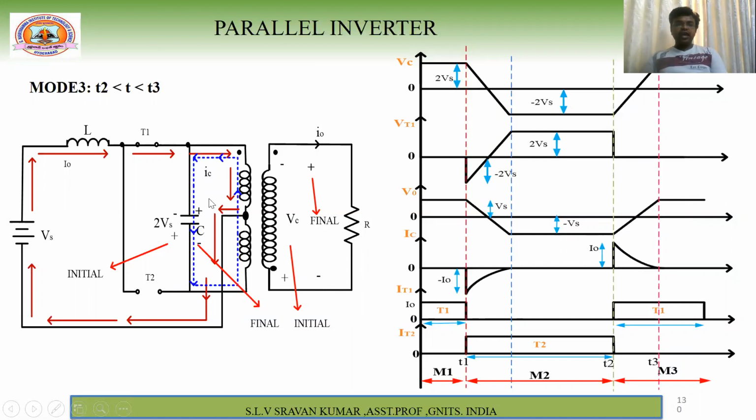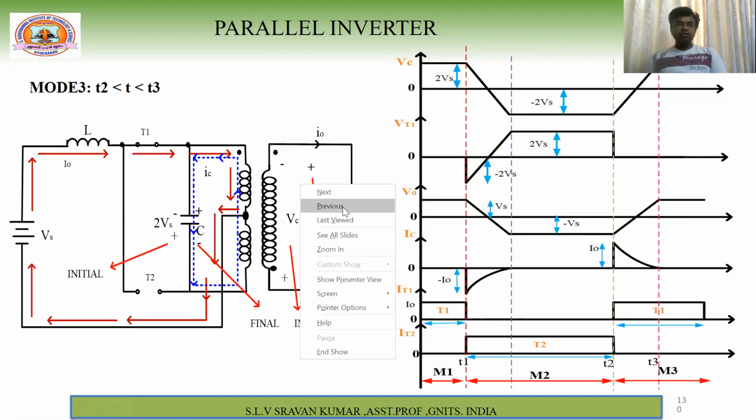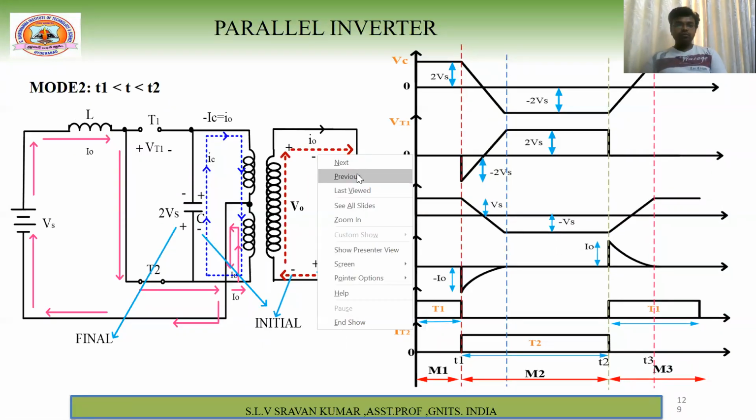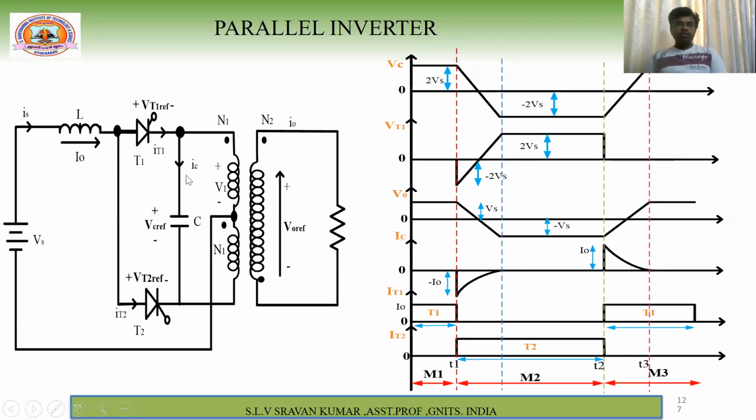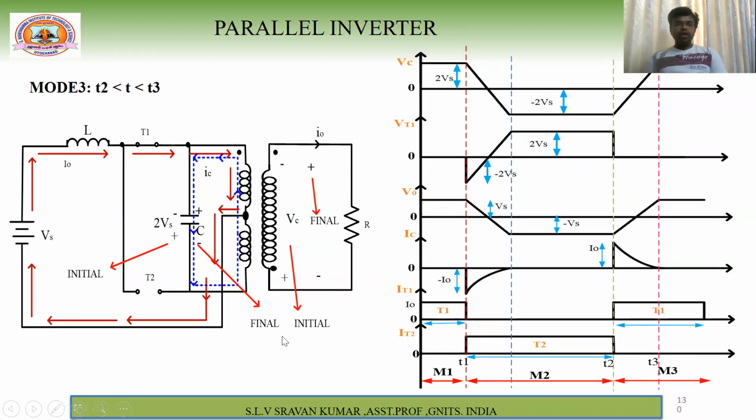Coming to this IC, the capacitor current will be flowing in this direction. That means your reference direction. See, this is the reference direction. So the current is entering into the positive polarity of this one. Because of that, the current is entering in this direction. So again the positive current will flow, but here only up to this period.